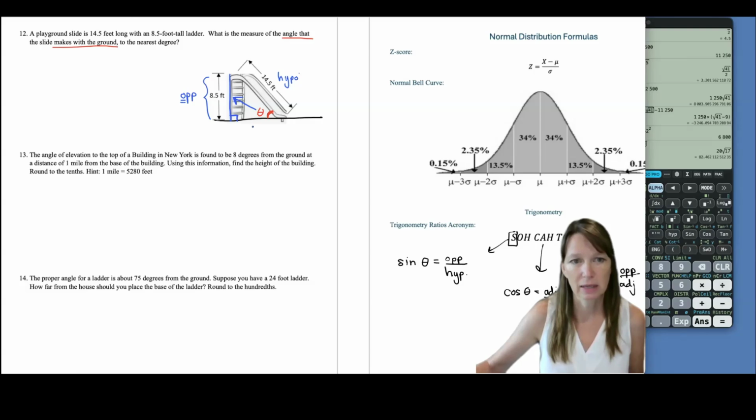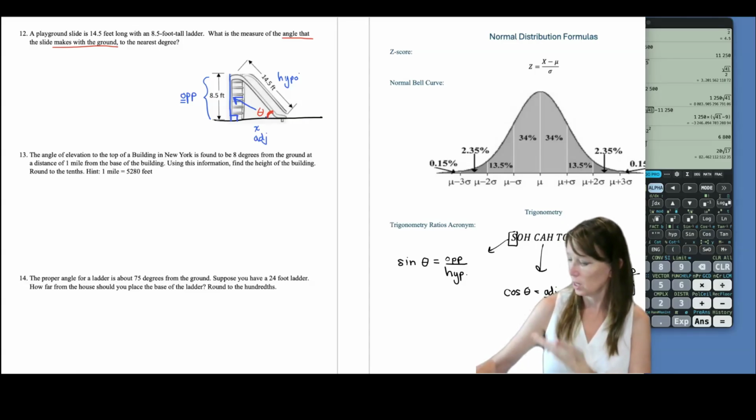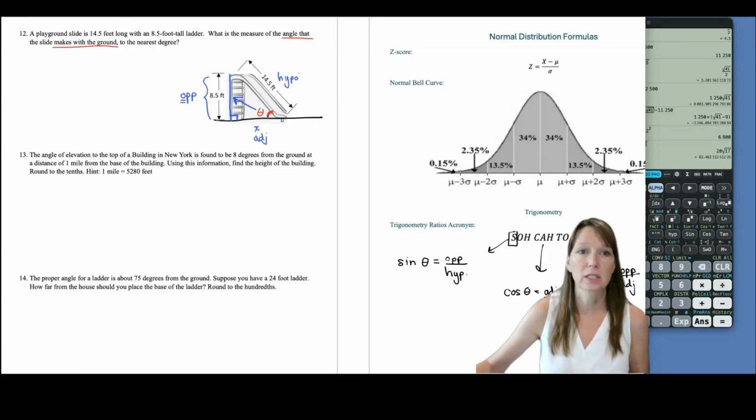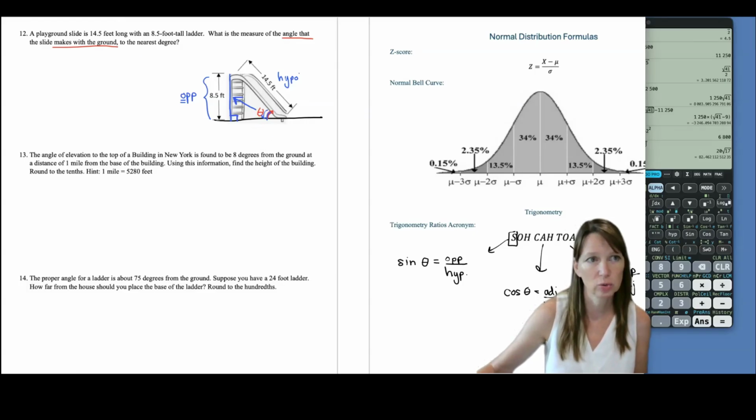Now, if I was asking for the ground, this would be adjacent. Adjacent, if I'm sitting adjacent to you, I'm sitting next to you, right? So adjacent is always next to the angle, okay? Once I have those down, then I can actually choose which trig function to use.